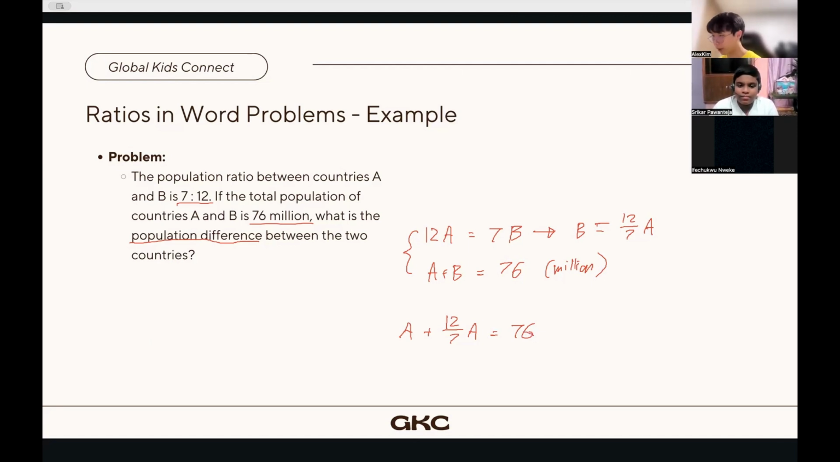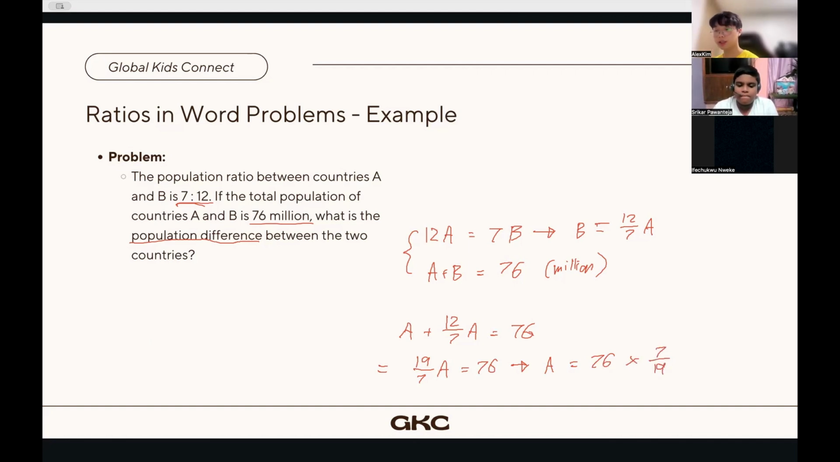And so let's go back, and just to remember what we did until this step, we changed the ratio into this equality, and then we replaced B equals 12 over 7 A. And so we replaced B with 12 over 7 A, so that we got, once again, 19 over 7 A is equal to 76. And so if we were to isolate A, it would be 76 multiplied by 7 over 19.